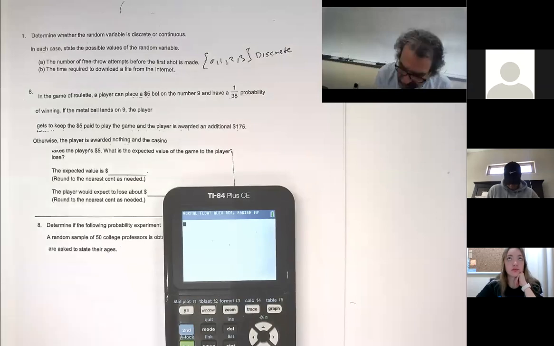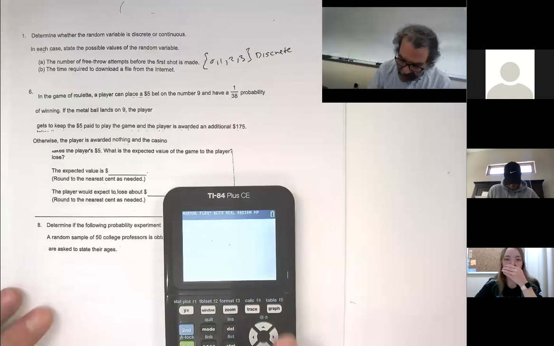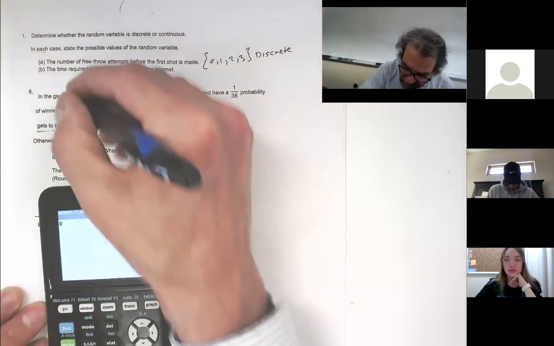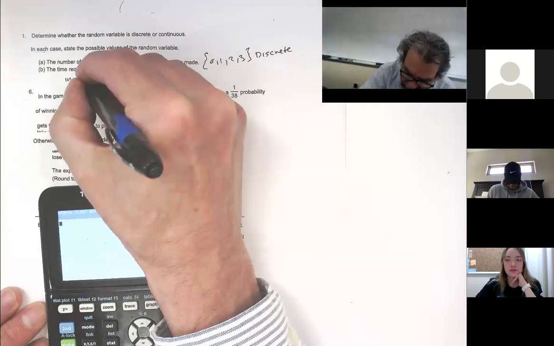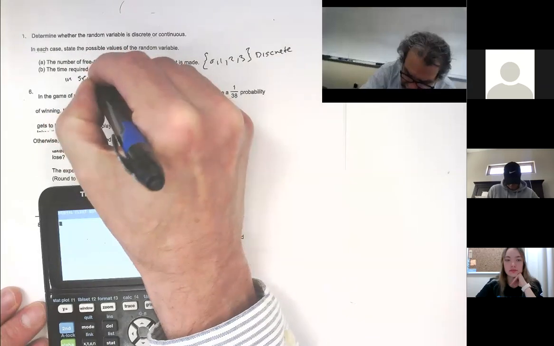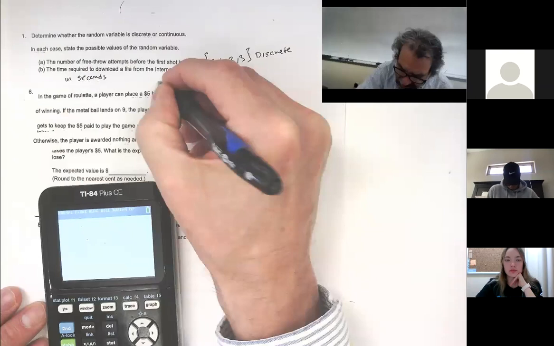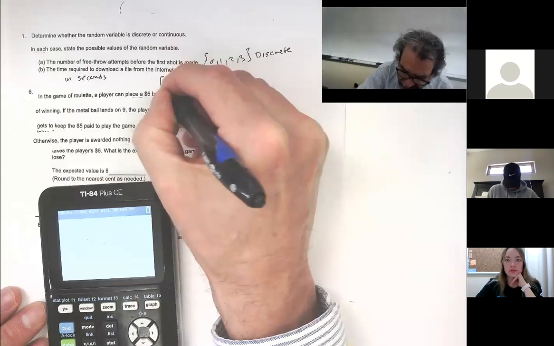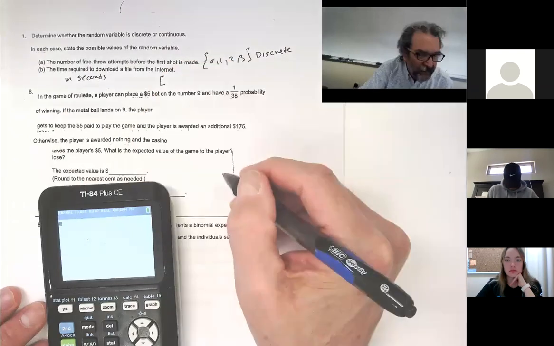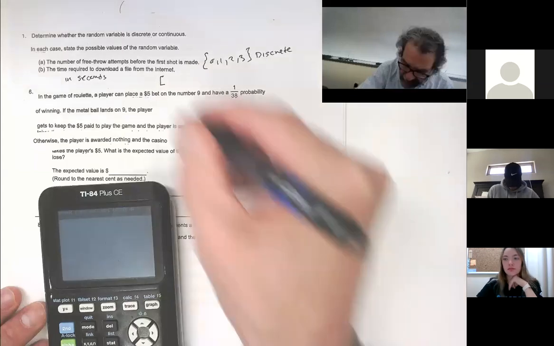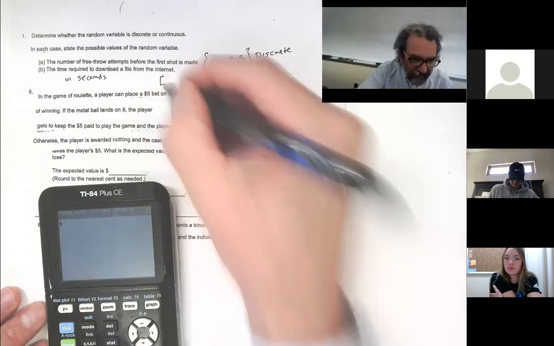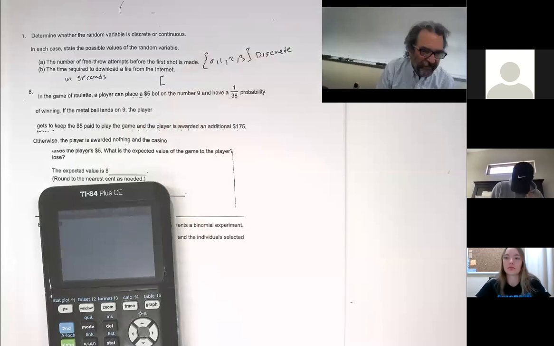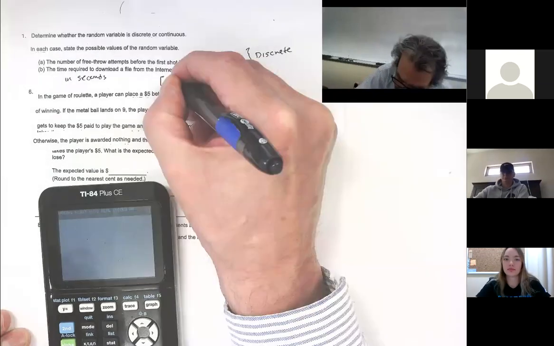Time required to download a file from the internet. I'm thinking that's in seconds, maybe. Maybe it's an interval. What do you think the fastest time would be? 1/10 of a second, maybe? Less? What's a quick download? Oh, who cares? Okay, 1/10 of a second, I'm going to go with that.